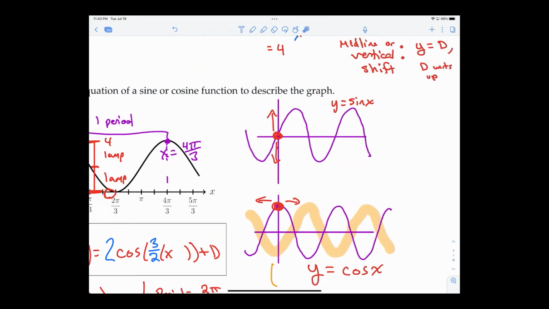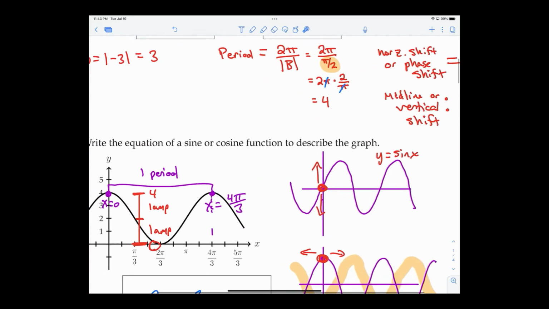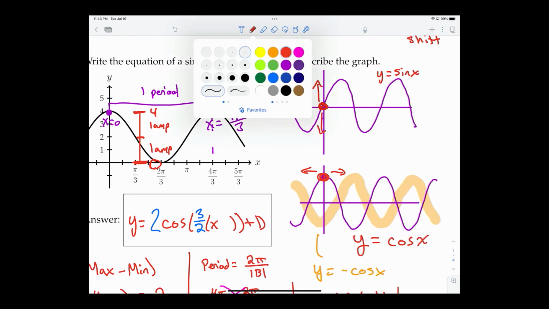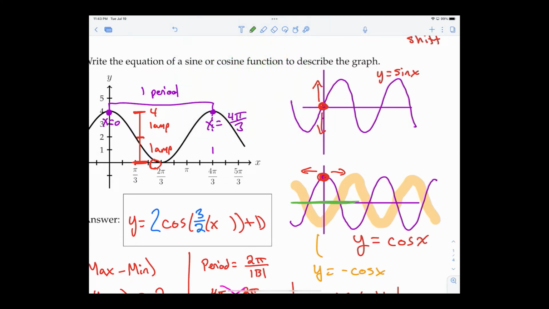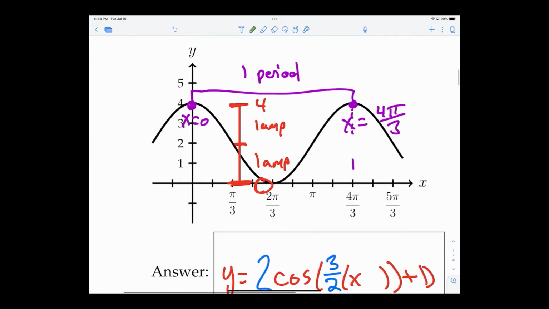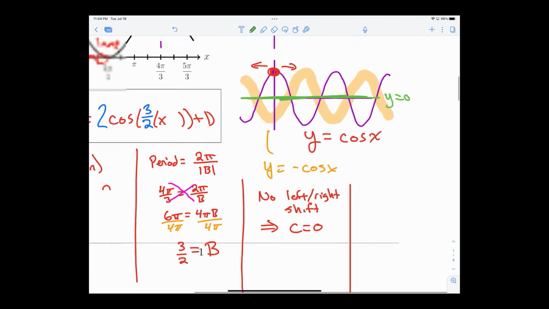that's how far it's been moved up or down. So normally on all of these, let me get a different color here. Normally the middle is right at y equals 0 on these. On this one and this one, sine and cosine, right in the middle. And it could be moved up or down. But on this one, where's the middle of the graph? The middle of the graph is right here, right? And what is that y value? It is y equals 2.